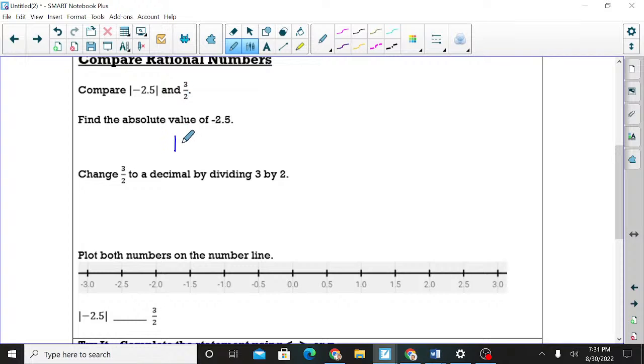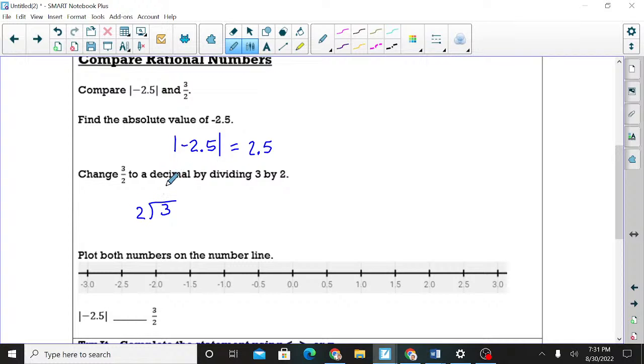So the first thing we'll do is get them to look like they're the same form. So we'll get all the noise, all the symbols, out of the way. The absolute value of negative 2.5 is 2.5. We want to change 3/2 to a decimal. We're going to divide 3 by 2.